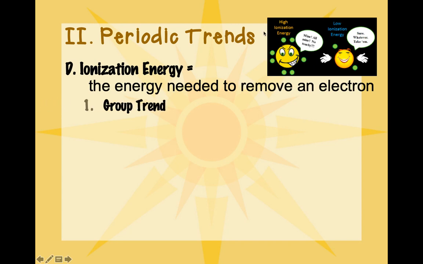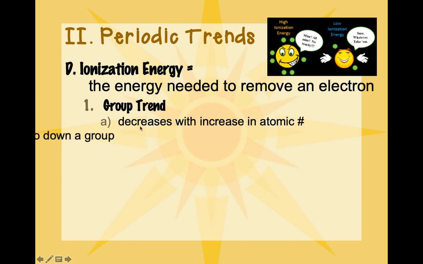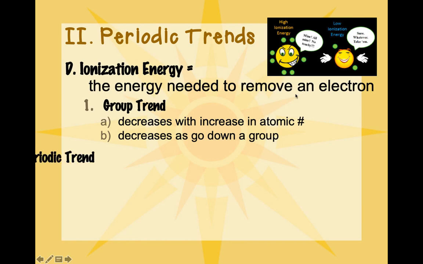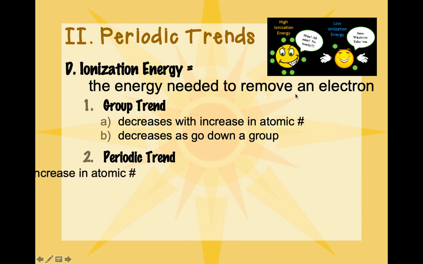Okay, so let's talk about this. Group trend, meaning up and down. The lower on the periodic table, so increasing atomic number, the ionization energy decreases as you go down a group. So for the elements on the bottom of the periodic table, it is easier to remove an electron. And then periodic trend, left to right, it increases with an increase in atomic number.